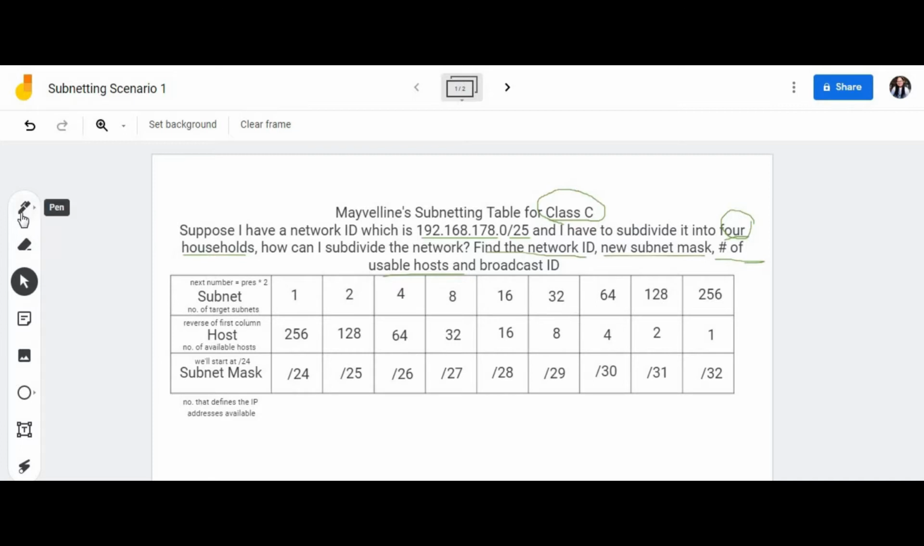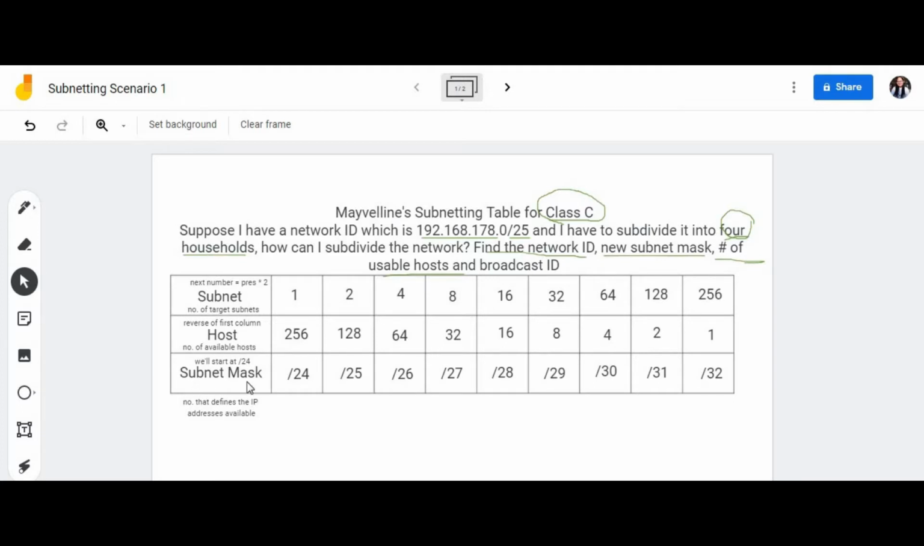So let's keep in mind that we're dealing with a class C network. For a class C network, we can only manipulate the 4th octet of this network, which is 0. So when we are dealing with a class C network, you will see what network IDs we can create and the broadcast IDs that we will create.